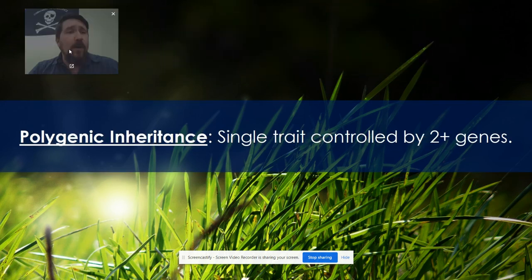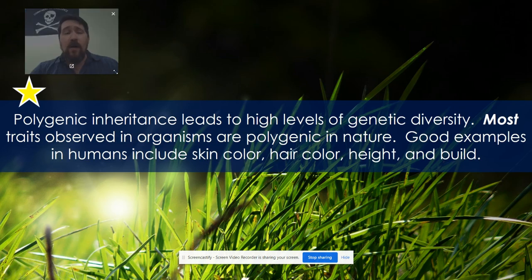All right. So polygenic inheritance is easily defined as a single trait that is controlled by two or more genes. Now, the vast majority of our traits in reality are polygenic in nature. Polygenic inheritance leads to our huge amount of genetic diversity, and most of the traits we observe really are polygenic in nature.